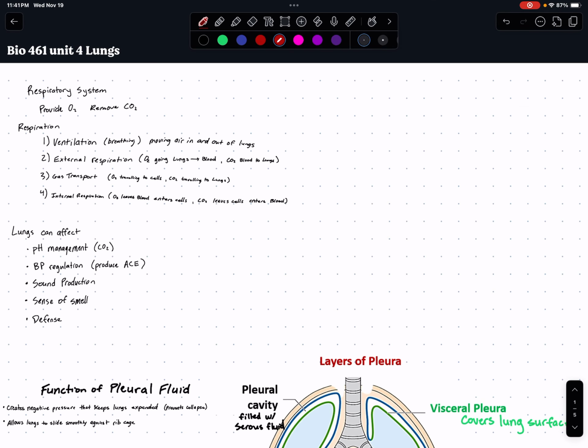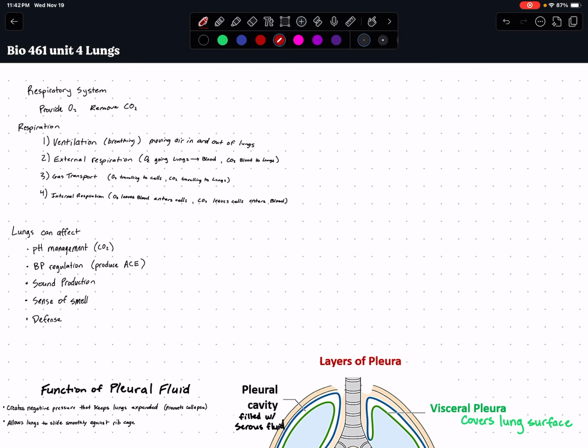Today we're going to be talking about the respiratory system. And we're going to talk about all the membranes, pressures, and mechanisms that make ventilation possible. And so let's start with that.